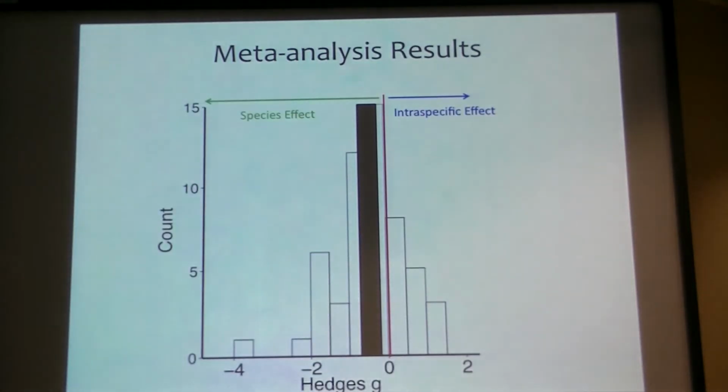So if we look at the distribution of Hedges g across all these different studies and all these different response variables, okay? Here's our zero, right? So at this point, intraspecific effects are of the same magnitude as species effects. So you can see, first of all, that the most frequent observation was that species effects are slightly larger than intraspecific effects, okay? But we have a reasonable number of cases where actually intraspecific effects are bigger than species level effects, right? And we have some cases where species effects are bigger, not surprisingly.